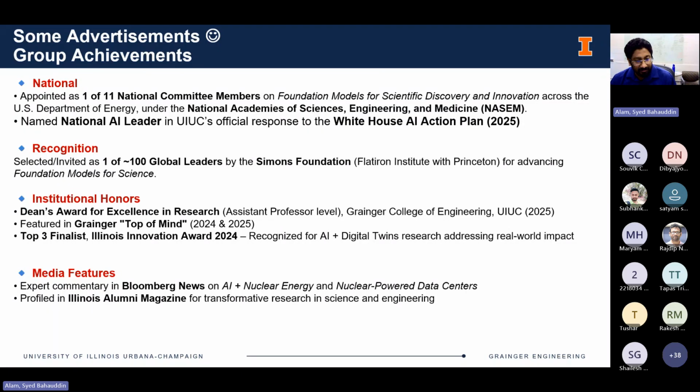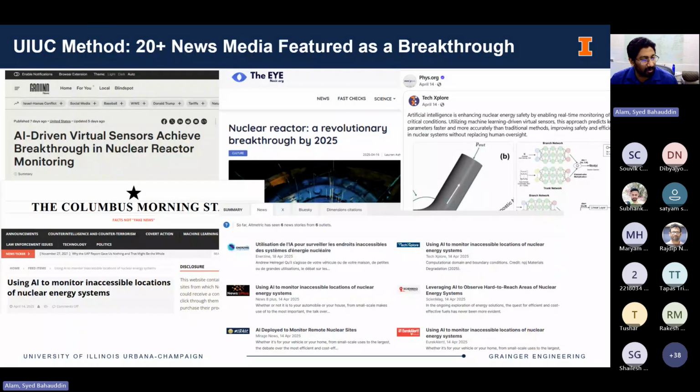And again, due to their work, I think our lab has been named as a national AI leader for the White House AI action plan under Trump's $500 billion, something like that. The number is off the top of my head. And also, we have been honored by the Simons Foundation as part of one of some stewardship of AI. And there are some other things that we have been privileged to get recognition for. And one of the works from our group has actually got some attention.